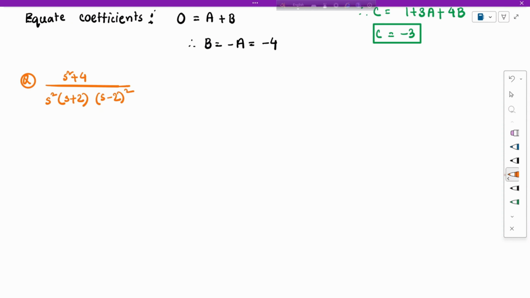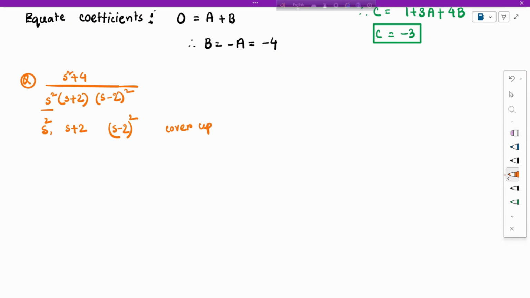Okay, so for this example, first of all, let's see if this one falls into the category of using the cover-up rule. It certainly does, because it has linear factors. S is a linear factor, s plus 2 is also a linear factor, s minus 2 is a linear factor, but it has repeated roots because of the whole squares. So this is the cover-up rule method.